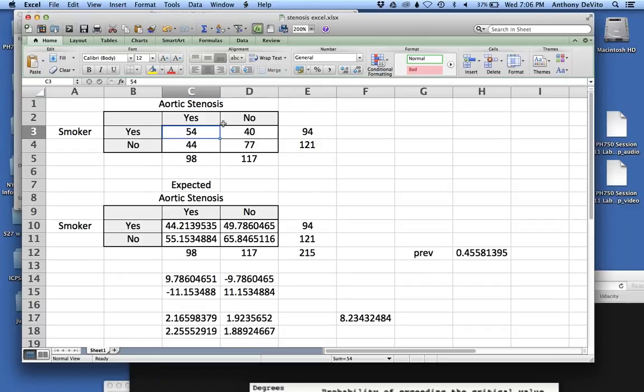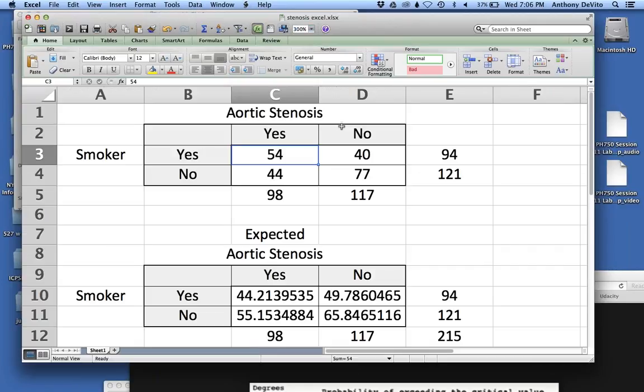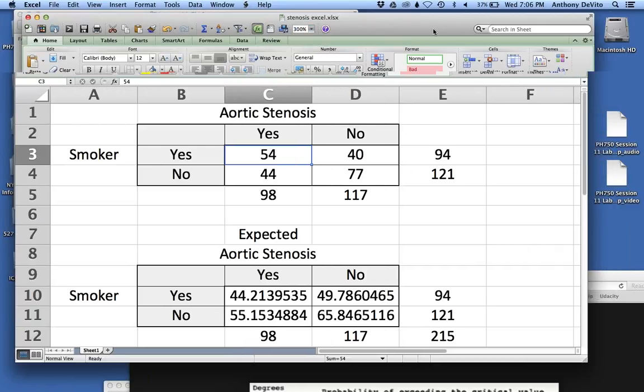Okay, so now remember we talked about risk and odds ratios, risk and odds. Risk is kind of a little easier concept to understand when you look at this table, right? I'm going to focus on these observed values.